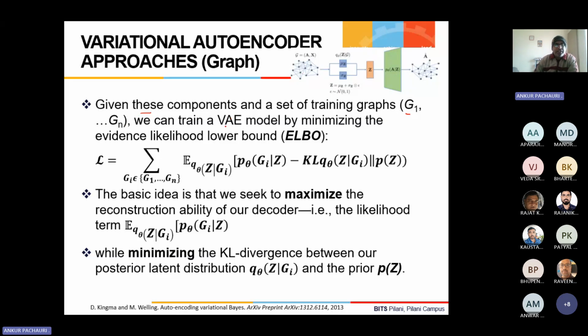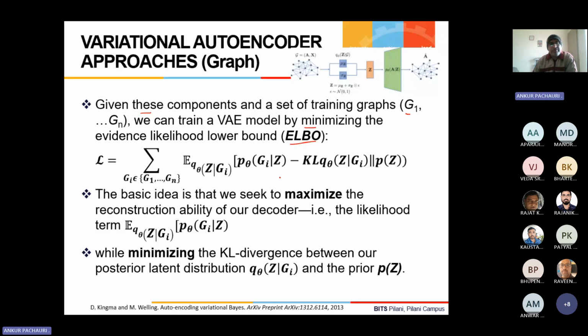We can train the variational autoencoder model by optimizing the objective function, the evidence lower bound. Normally the short form is called the ELBO function. Okay, and this ELBO function is a min-max function.